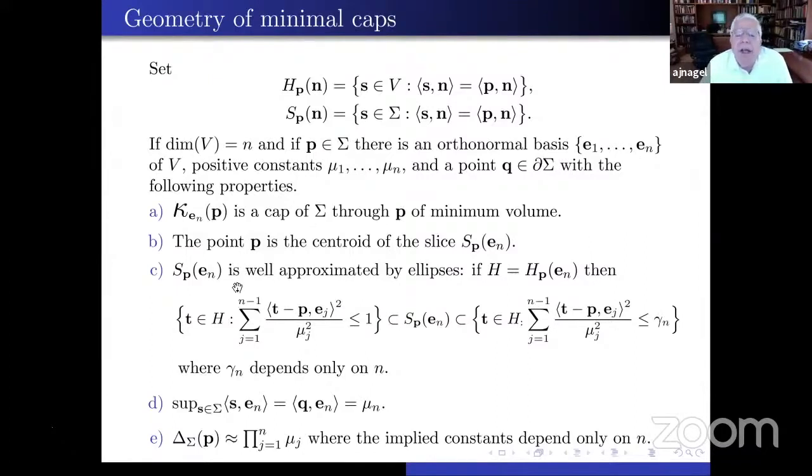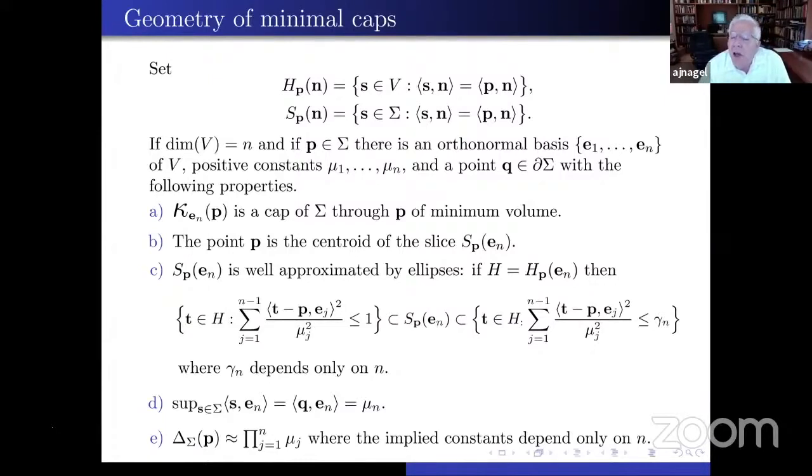Next, the point P is going to lie on the slice. This slice is going to be a convex set, the intersection of sigma with this hyperplane, and the point P is the centroid of that slice. And being the centroid of that slice, it's almost as though you're using the John ellipsoid of that bounded slice. In this case, you can check that this slice is well approximated by ellipses.